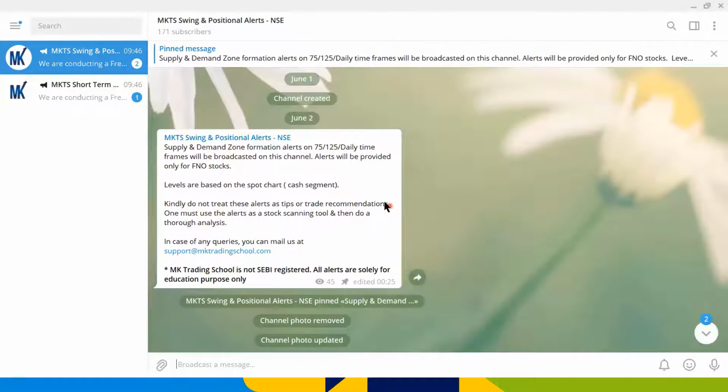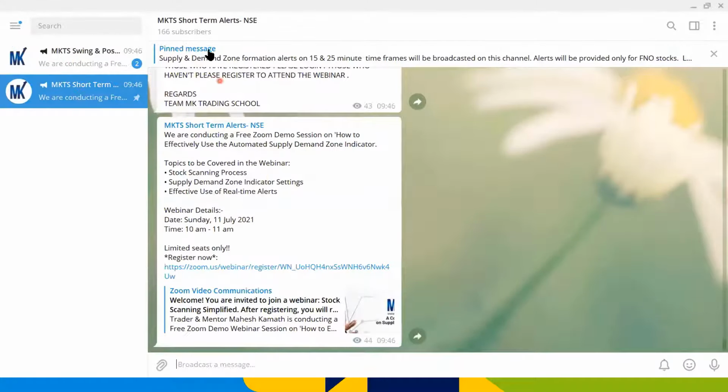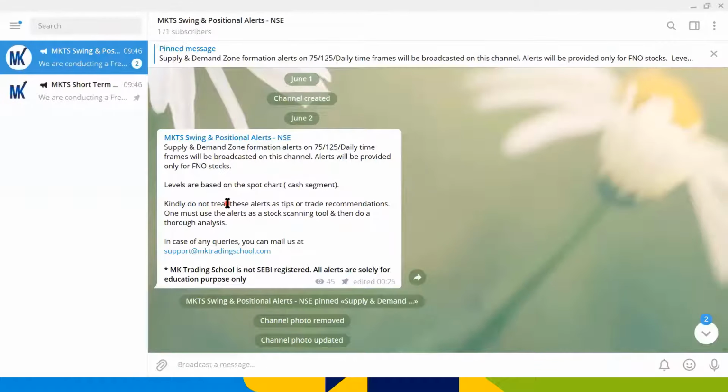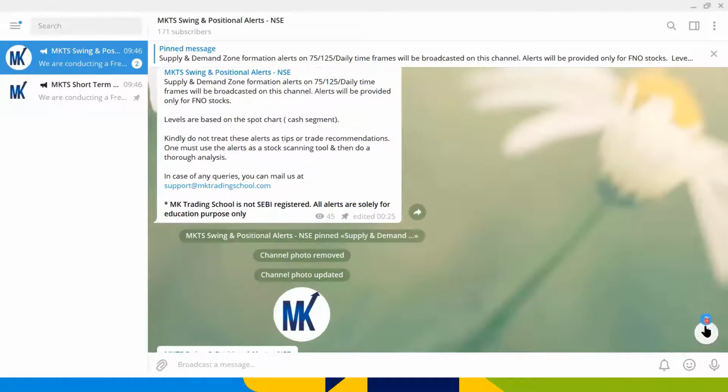Do not treat it as a tip or a trade or a recommendation. Do your due diligence, do a check, and then take the trade. In the short-term channel, you're getting alerts on 15 and 25-minute charts. So here, let's look at a sample alert.